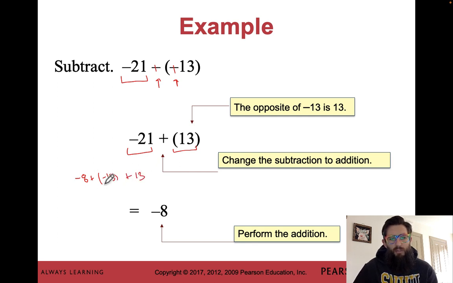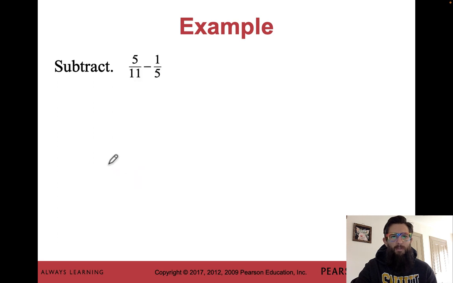Now, if we break it up in this way, this negative 13 plus 13 becomes 0 because each negative cancels out with one positive, which results in a negative 8. And that's just another way that we can look at the work that we're trying to do here.